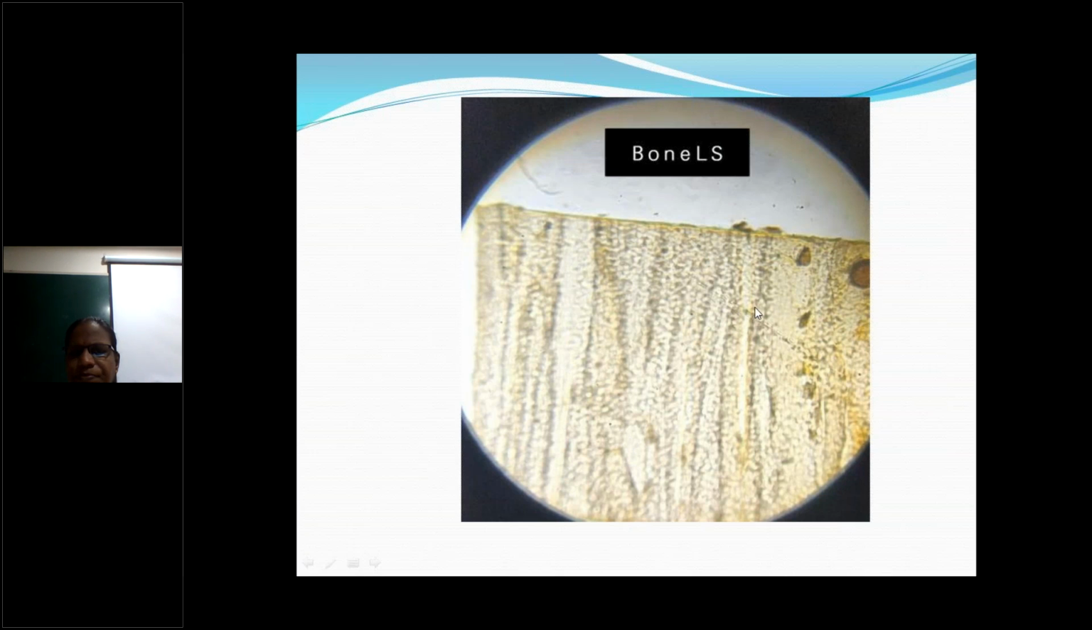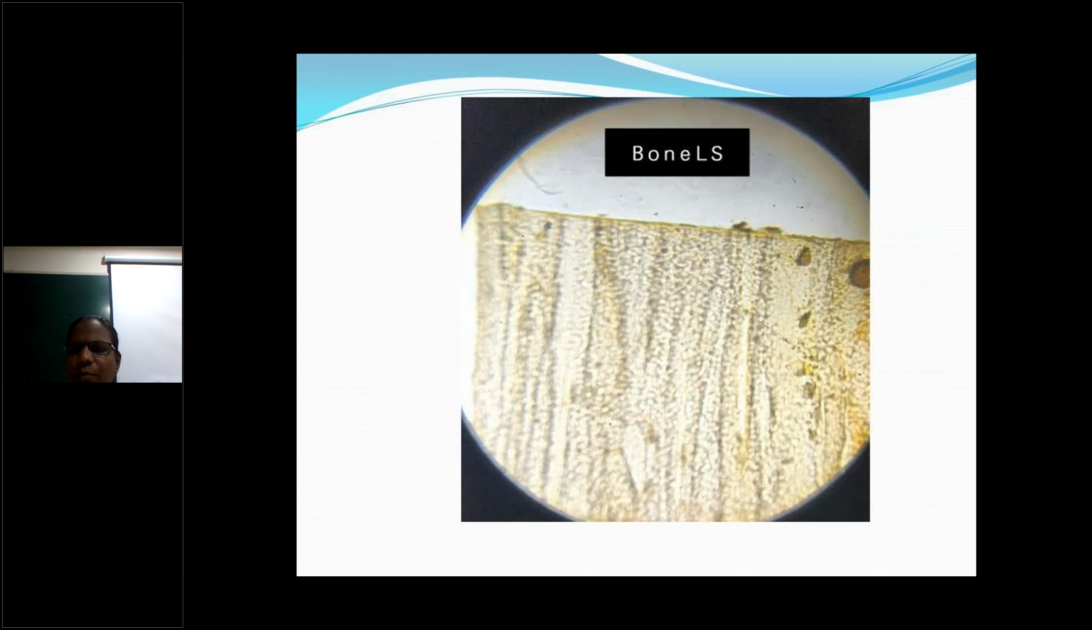Here, you are able to see a horizontally placed canal. This is the Haversian canal, and a branching canal of the Haversian canal we call the Volkmann's canal. So Volkmann's canal can be seen clearly in the bone LS.